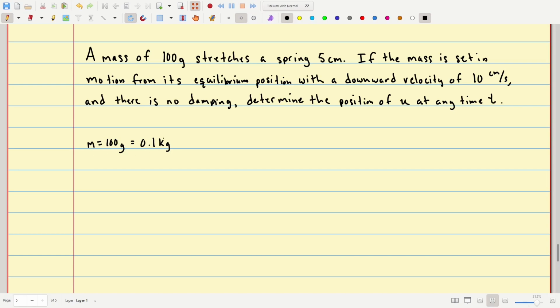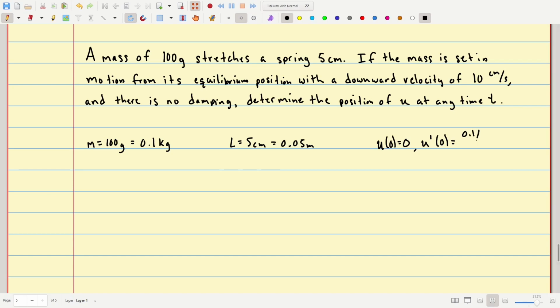So we have this mass here, and then we are told that the stretch of the spring is equal to 5 centimeters. We can convert that to meters, again, to make sure that we compute our spring constant correctly for the purposes of putting it into our equation. And we also have a velocity, which gives us an initial condition for the problem. The position, since we're told that it's equilibrium, is going to be 0 there, and the velocity at time 0 is going to be 10 centimeters per second.